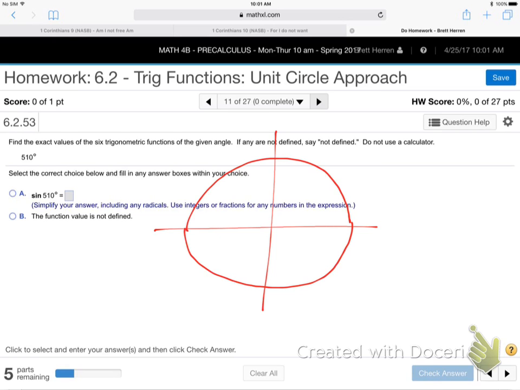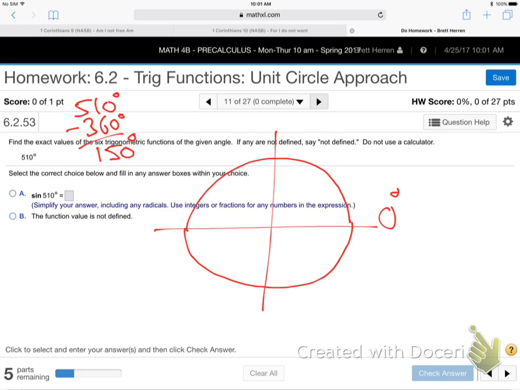How do we find 510 degrees first off with the unit circle? It's more than a full circle, isn't it? It's more than all the way around. How much more? Yeah, subtract, is it 150? Yeah, 150. So if you subtract a full circle, it's 150 degrees beyond a full circle. So find where that is on the unit circle.